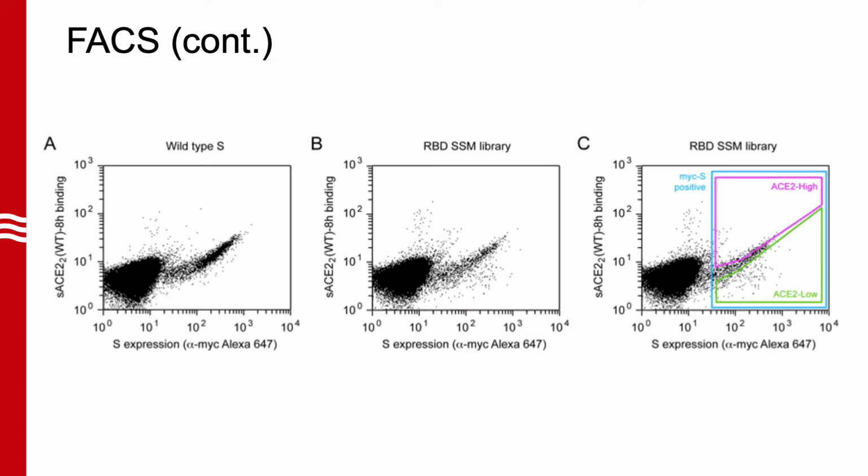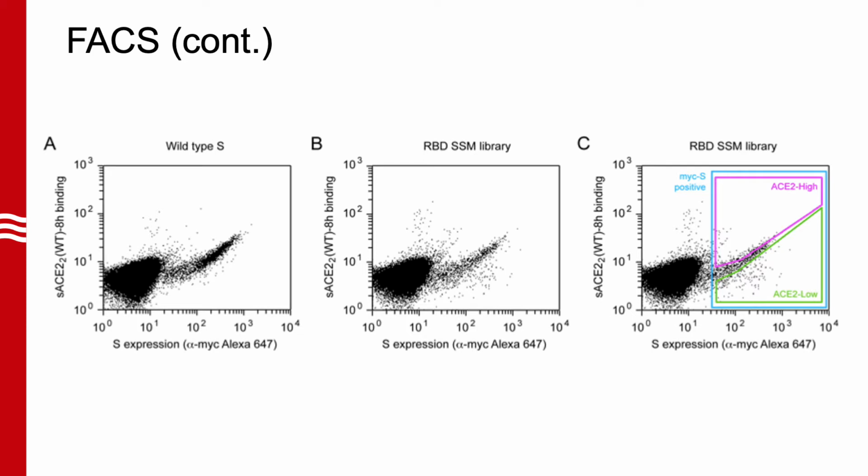Here are the flow cytometry FACS readouts. In section A, we have the soluble ACE2 wild-type receptor being incubated with cells expressing the full-length wild-type spike protein. As opposed to section B, we have the same receptor, but these cells were incubated with the saturation mutagenesis variants of the receptor binding domains.